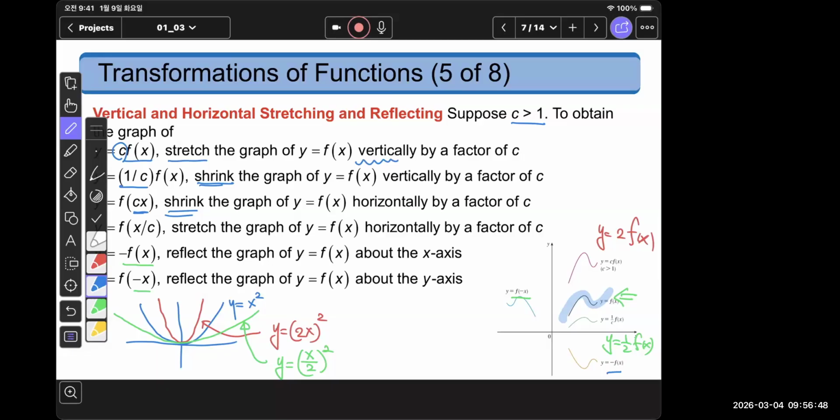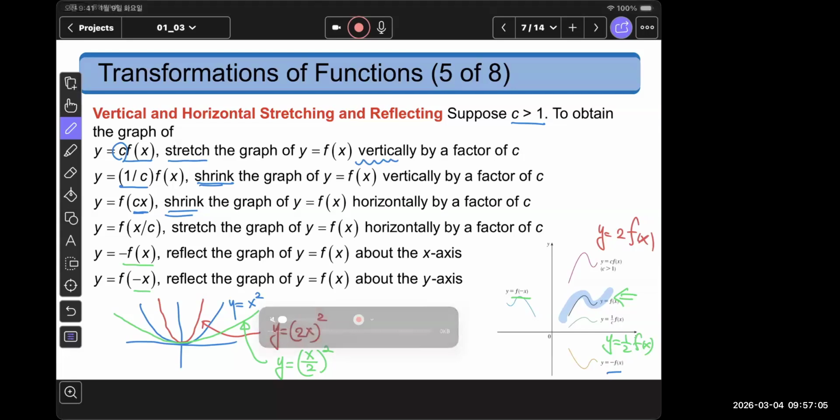So this is not that difficult. I mean, this slide, the transformation of functions vertically or horizontally, these are quite useful techniques.